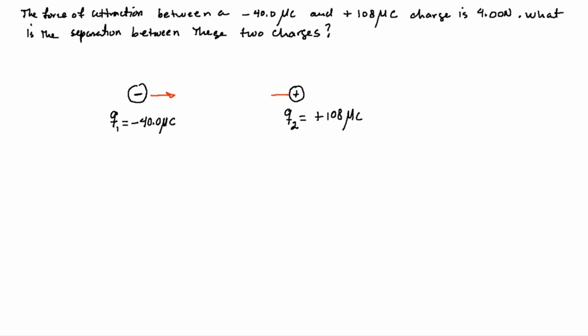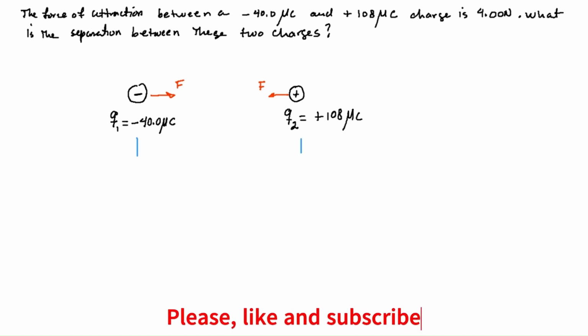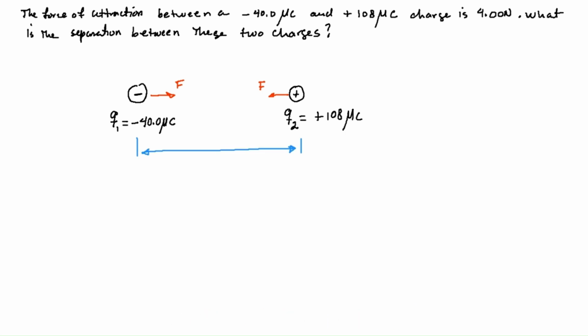The force F, of course, we know is related to the distance between these two particles, not only to the magnitude of the charges of the particles, but also to the distance R or D between these two particles. We know the force, so we know that the force is just 4 newtons. And then we know that what is unknown in this problem is just the distance between the particles.